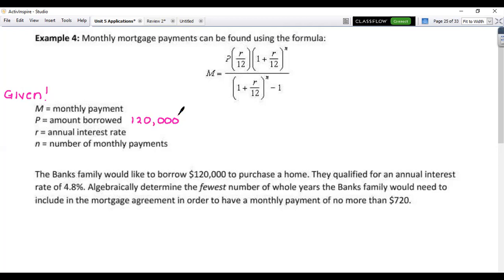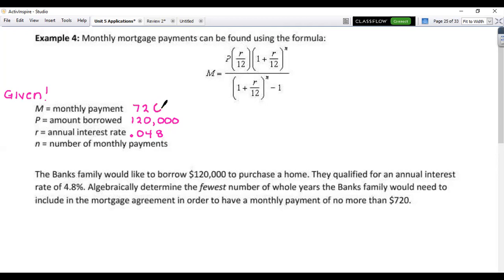They qualified for an annual interest rate of 4.8%. So just like you're used to doing, you got to move your decimal 2 places, 0.048. Algebraically, determine the fewest number of whole years that the bank's family would need to include in their mortgage agreement in order to have a monthly payment of no more than $720. So we're shooting for this goal.